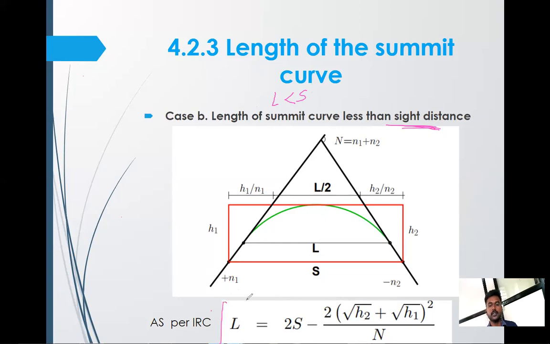As per the IRC, L is equal to 2s minus 2 into bracket square root of h2 plus square root of h1 bracket complete whole square divided by n. Okay, this will be the formula.